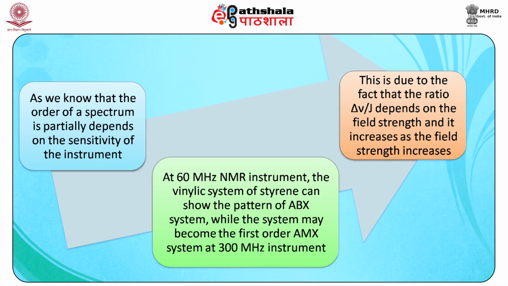Now, note here students, as we know that the order of a spectrum partially depends on the sensitivity of the instrument. On a 60 MHz NMR instrument, the vinylic system of styrene can show the pattern of an ABX system, while the system may become a first order AMX system on a 300 MHz instrument. This is due to the fact that the ratio of delta nu by J depends on the field strength, and it increases as the field strength increases.